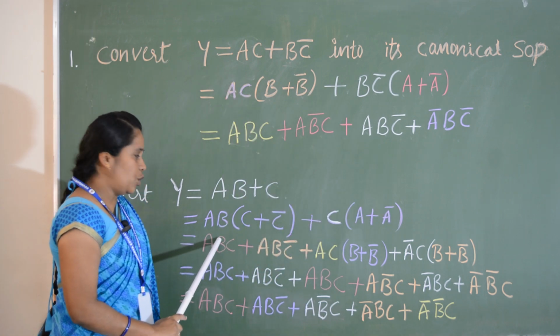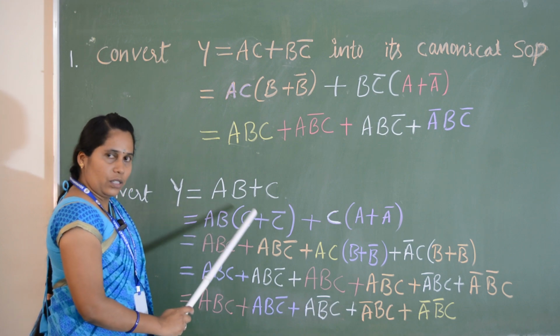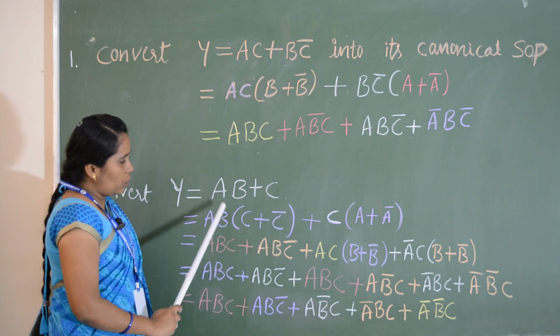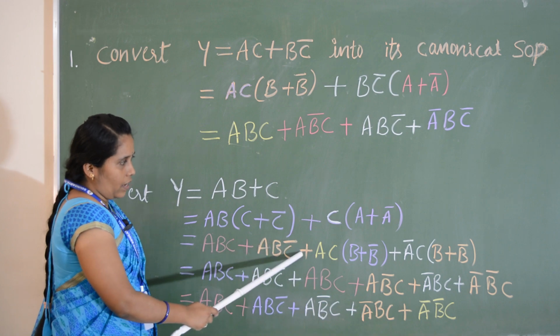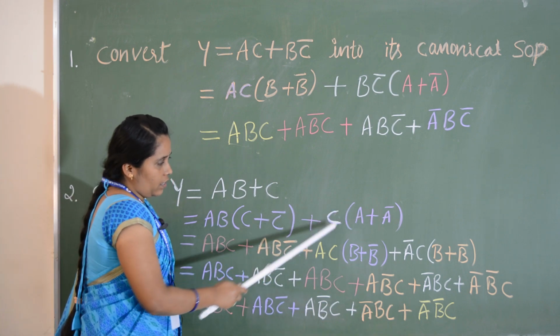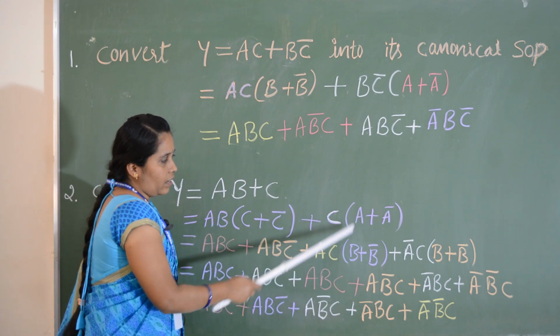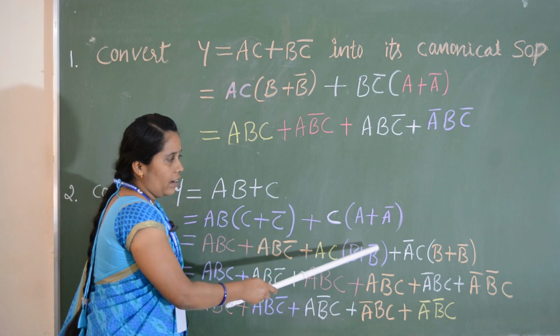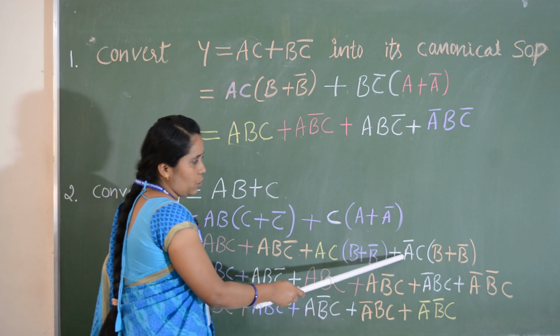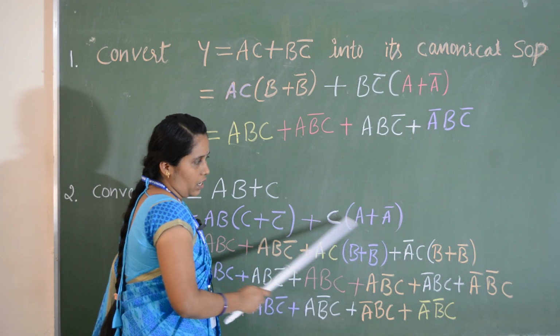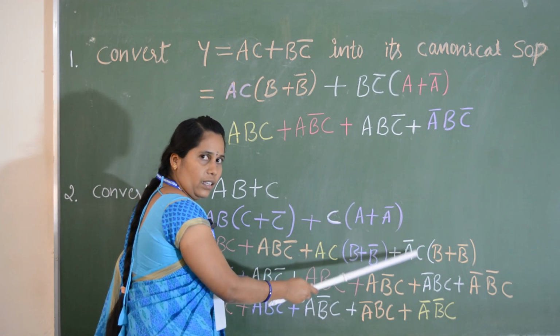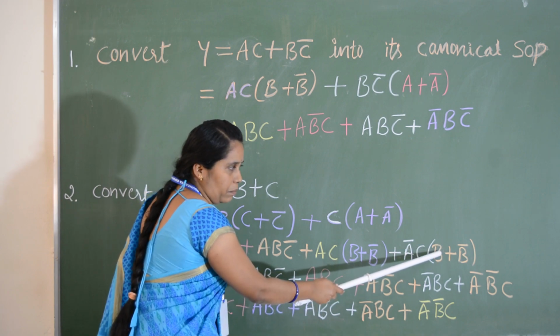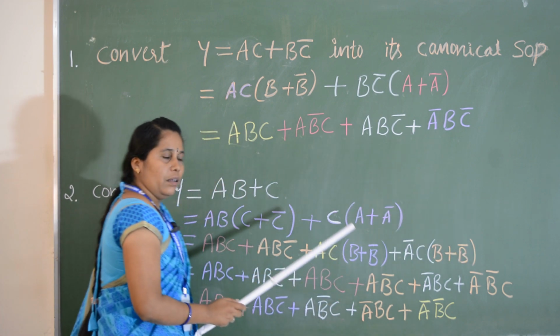Now the expression is A into B into C plus A into B into C bar plus A into C, that is AC, and the missing variable is B. So multiply B and its complement. The last one is A bar into C. A bar into C. Again here B is missing. Multiply B and its complement B bar.